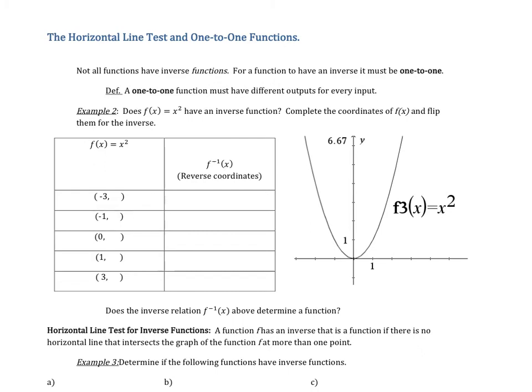All right? So here's the key. For a function to have an inverse, it must be 1 to 1. Meaning a 1-to-1 function must have a different output for every input. Or for every x, there's one y, and for every y, there's one x. The question is, does f of x equals x squared have an inverse function? Well, let's find out.